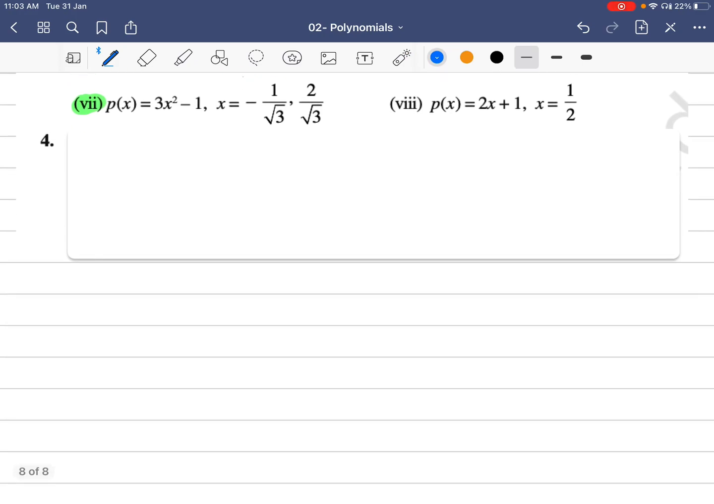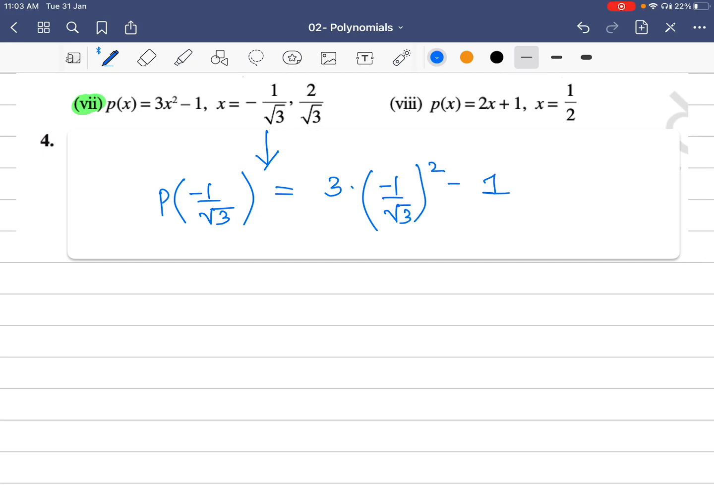Now the last one which we're going to see is p of x equal to 3x square minus 1 for these two values of x. So let us try with this one. We have to find p of -1 by root 3. Okay, that will be equal to 3 into -1 by root 3 the whole square minus 1. Okay, now that is equal to 3 into, what is the square of -1? It is 1. Okay, so I'm going to maintain the bracket. Square of -1 is 1, and square of root 3 is equal to 3. So this will be 3, and -1 is as it is.